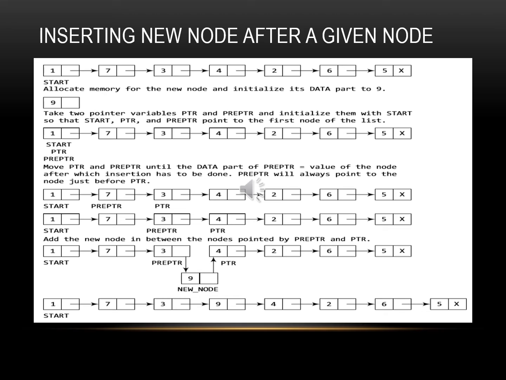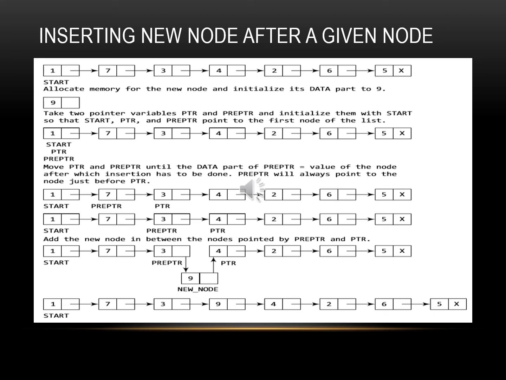So in this case there are 2 pointers. This can also be done using 1 pointer, but for keeping it simple now we have taken 2 pointers. So firstly we have taken a new node. In the data part we have given 9. Now we have to insert it after 3. That means between 3 and 4.